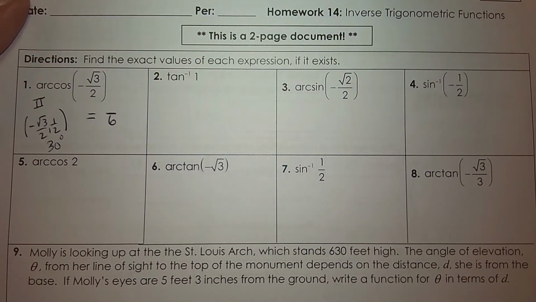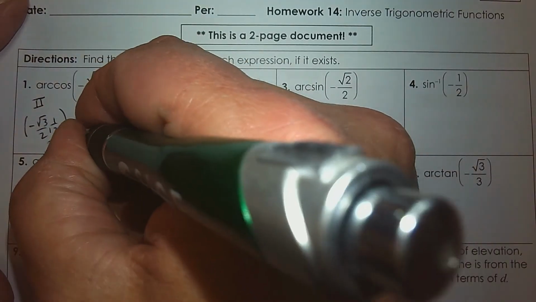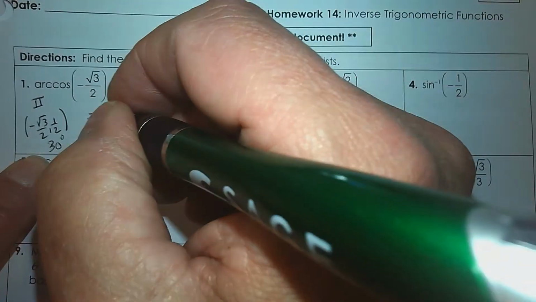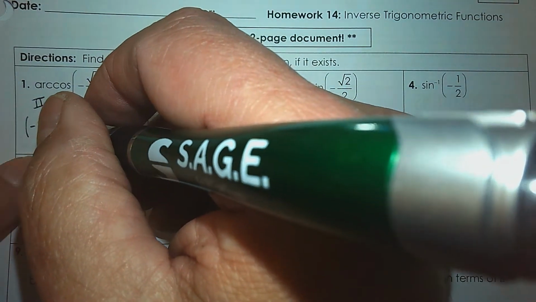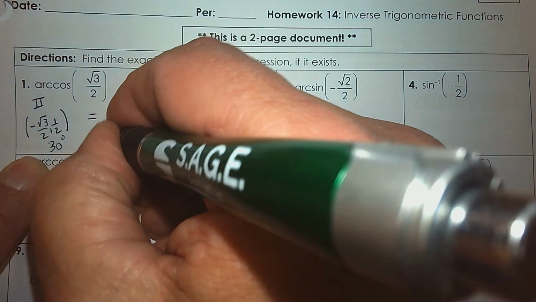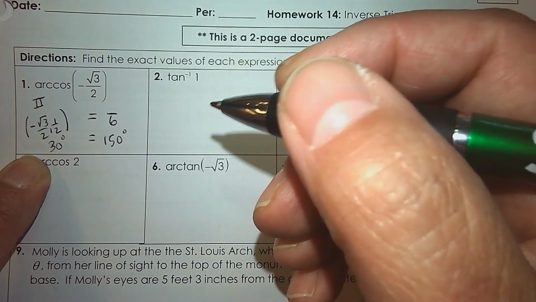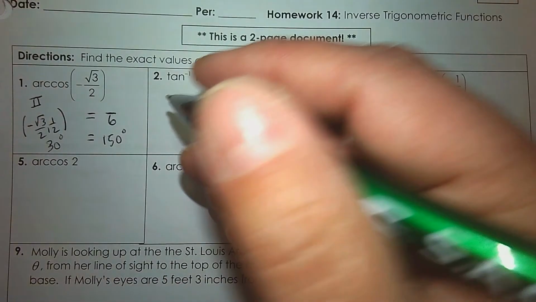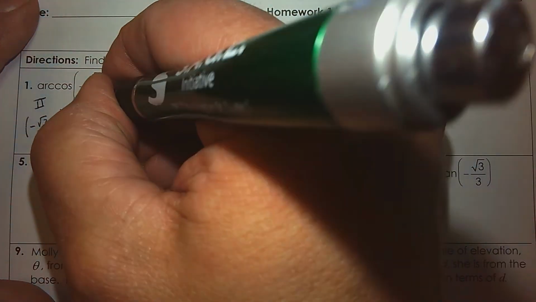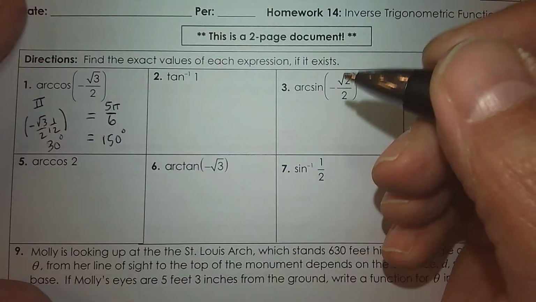Now you could write this in radians or in degrees. Good to know both. So if it was in degrees in quadrant 2, 30-degree reference angle, what's 180 take away 30? The answer would be 150. In radians, what would it be? Knowing your unit circle, it would be 5 pi over 6.